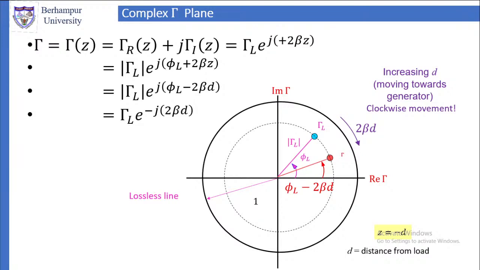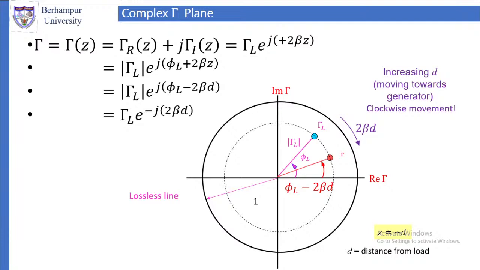Why does z become minus d? Because the reference is taken at the load. From the load we have moved a distance d towards the left on the transmission line. Since we are moving towards the left, it is minus z. So we have moved a distance d, therefore it is minus d. So gamma is absolute gamma L into exponential j phi L minus 2 beta d, that is, absolute gamma L into exponential j (phi L minus 2 beta d).